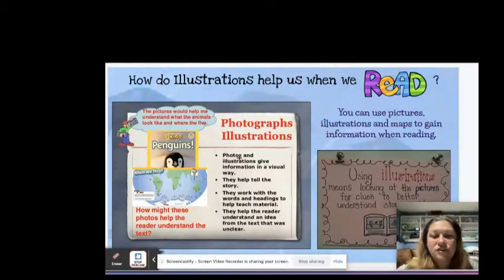Photographs, illustrations. Photos and illustrations give information in a visual way. They help tell the story. They work with the words and headings to help teach material. They help the reader understand an idea from the text that was unclear.